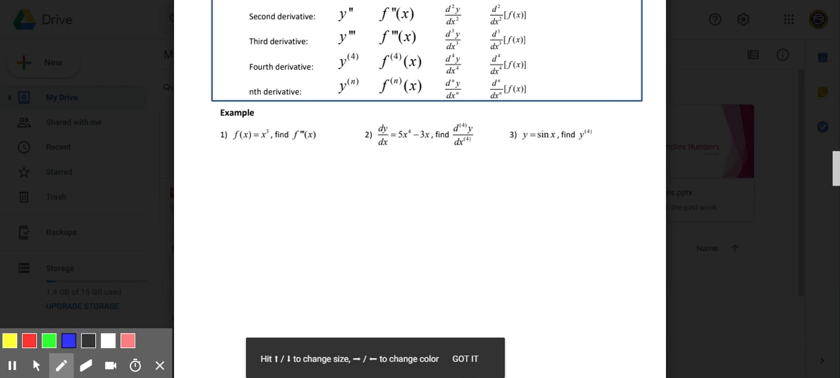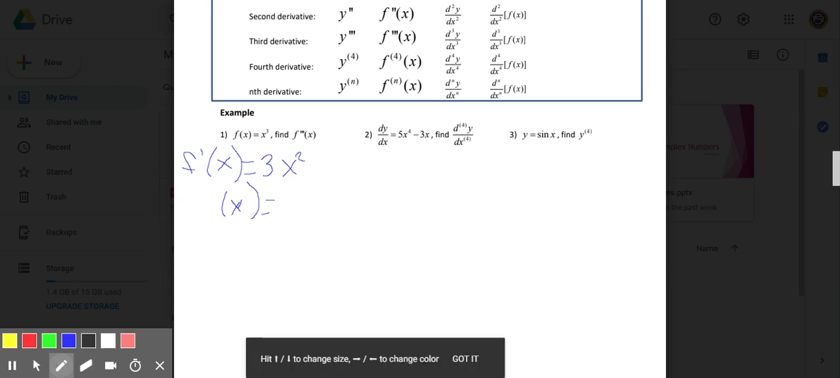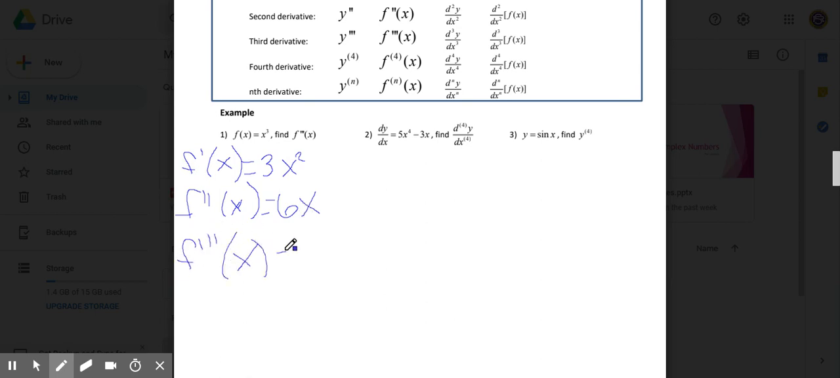So if f of x is x cubed, we want to find f triple prime of x. So the third derivative, so of course we need to start by finding the first derivative. So f prime of x equals 3x squared. And then to find the second derivative, we take the derivative again. So f double prime of x is 6x, and f triple prime of x is just 6. So that is our third derivative for that one.